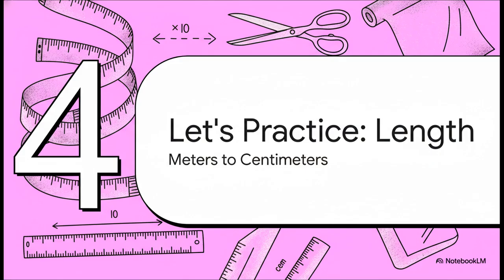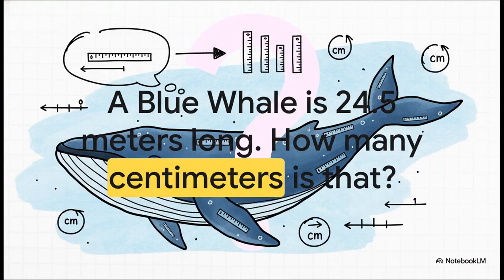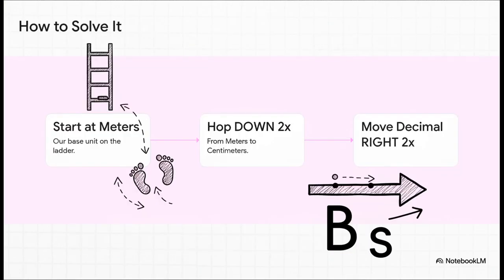Let's practice with length. We're going to turn some meters into centimeters. And check this out. This problem comes straight from your Unit 2 assessment materials, so this is some seriously good practice. Here it is. A blue whale is 24.5 meters long. So our job is to figure out how many centimeters is that. Okay, so how do we solve this thing? First, we find meters on our ladder. That's our base unit. Now to get down to centimeters, we need to take 2 hops down.